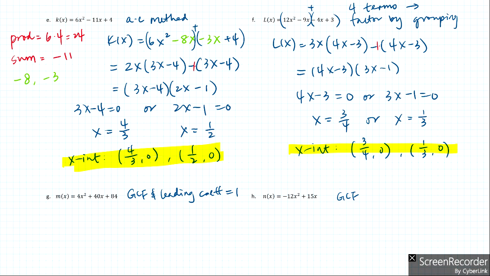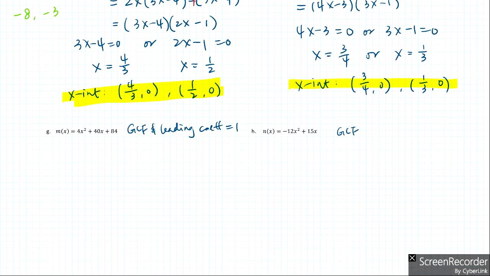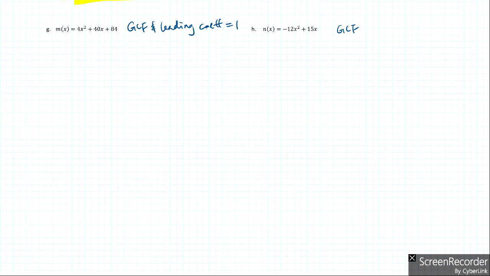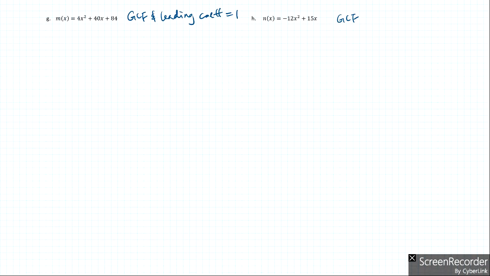For part G, we said there's a GCF we can factor out first, and so is H. GCF is definitely a helpful trick to always keep in mind, even though it's easy to overlook. The GCF among the 3 terms would be just 4. Once we do so, we would have x squared plus 10x plus 21.